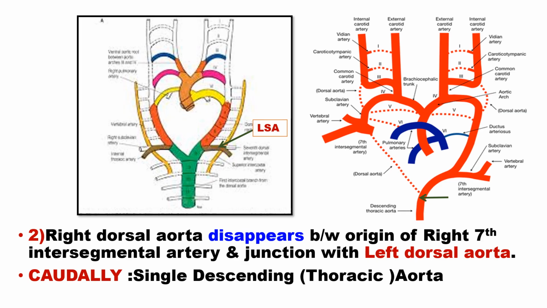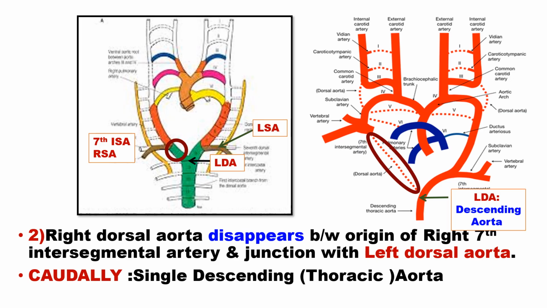The right dorsal aorta disappears between the origin of seventh intersegmental artery on the right side and the junction of left dorsal aorta. And from here it is a single descending aorta.